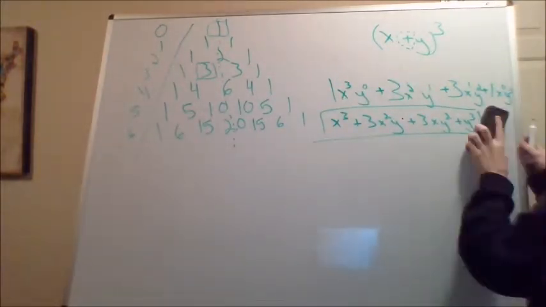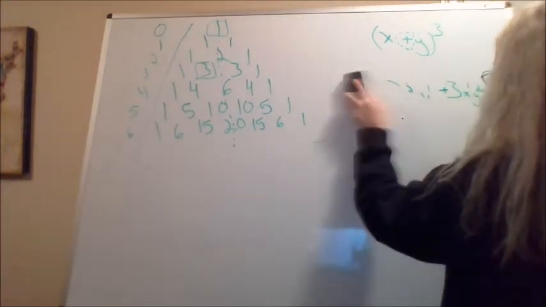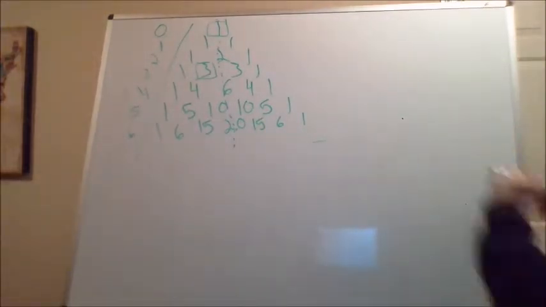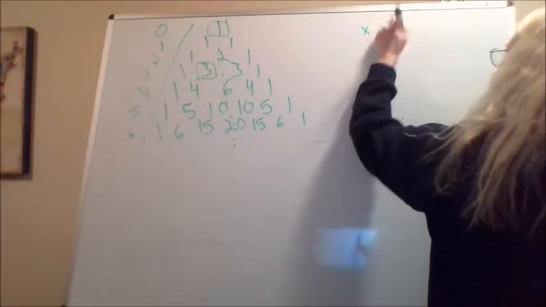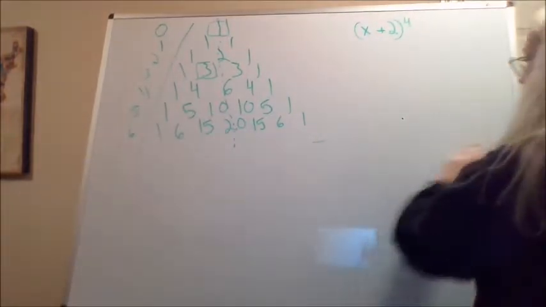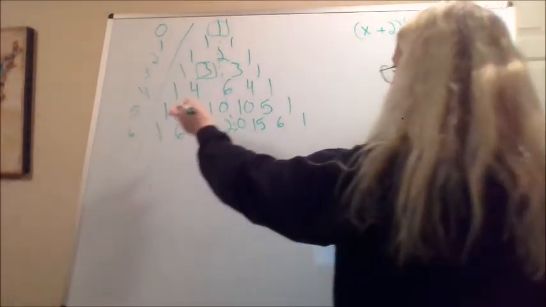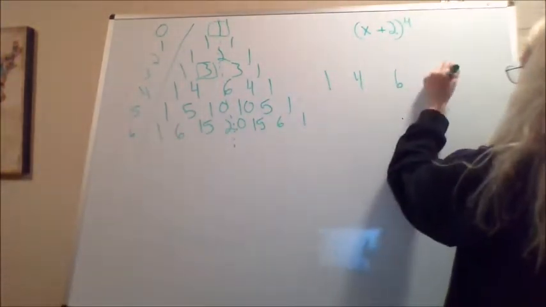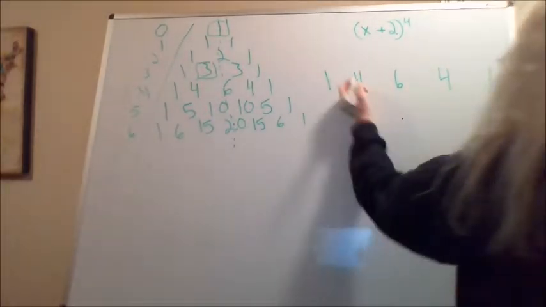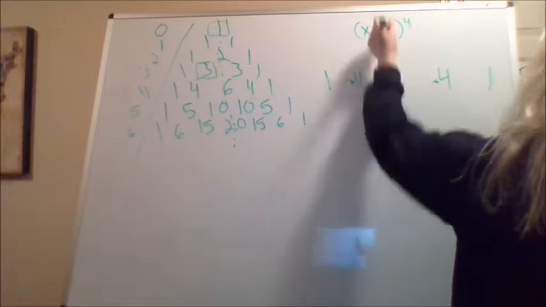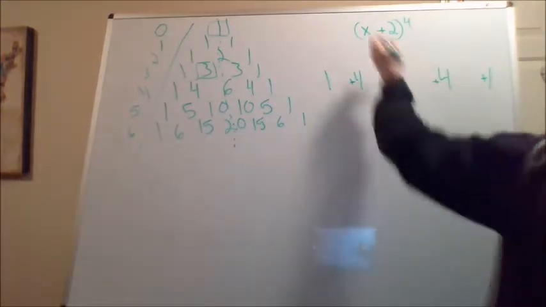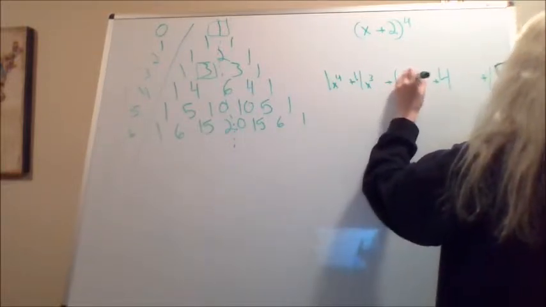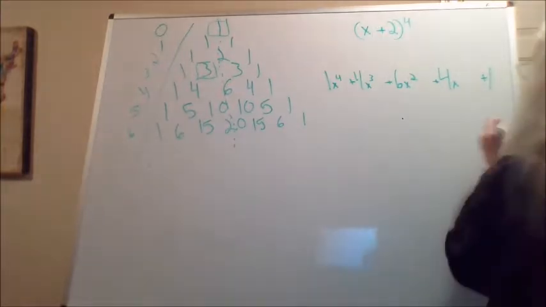So let's try a harder one. Let's say that instead of just x plus y to the third, we have x plus 2 to the fourth. For this one, we look at Pascal's triangle again, fourth row: 1, 4, 6, 4, 1. And we'd have plus signs in between all of these since this is positive. And then x to the fourth, x to the third, x squared, x, and then 1, because x to the 0 is always 1.